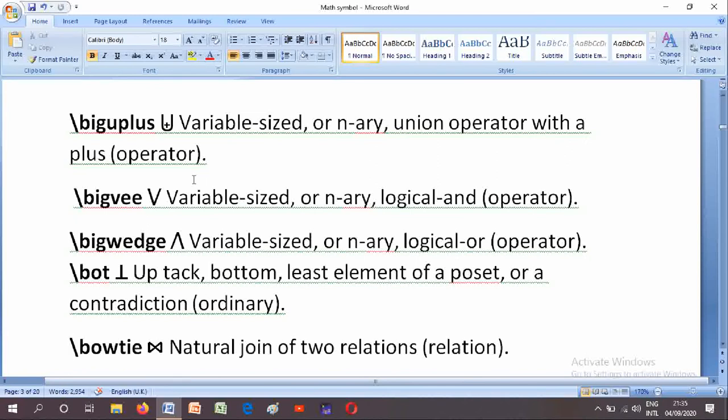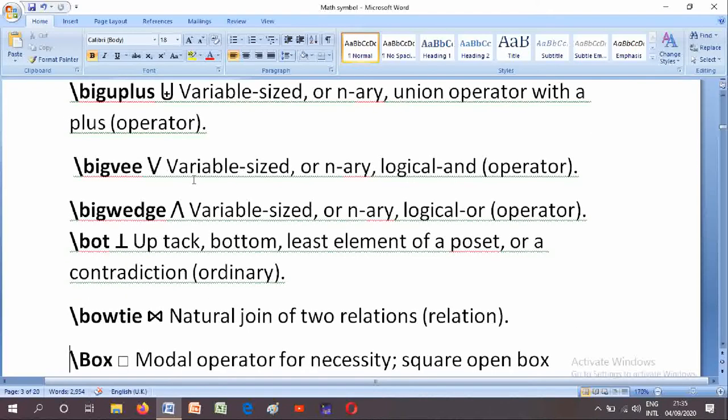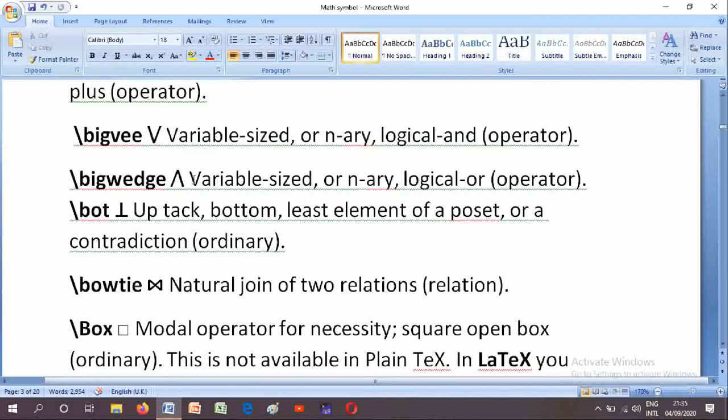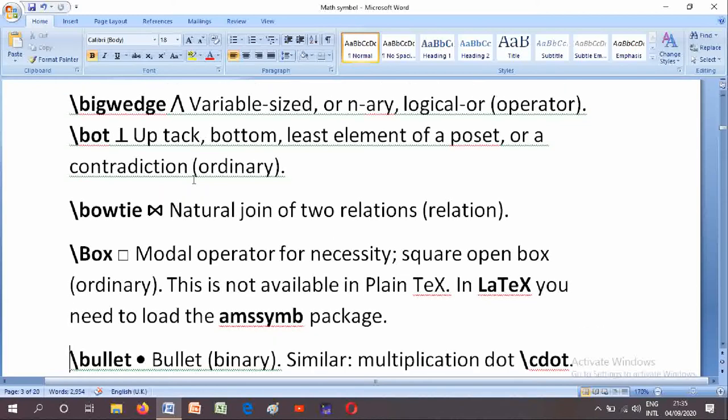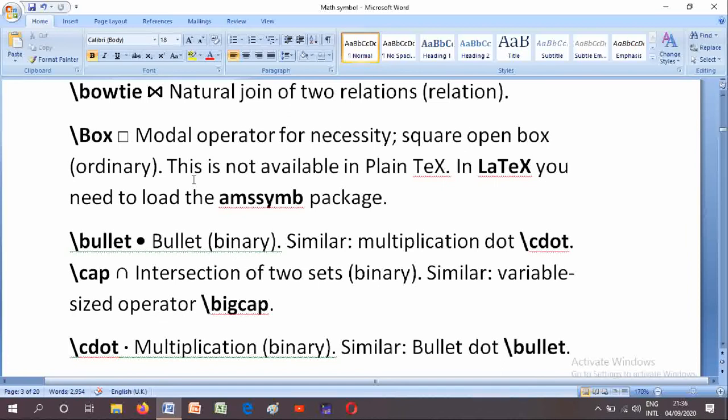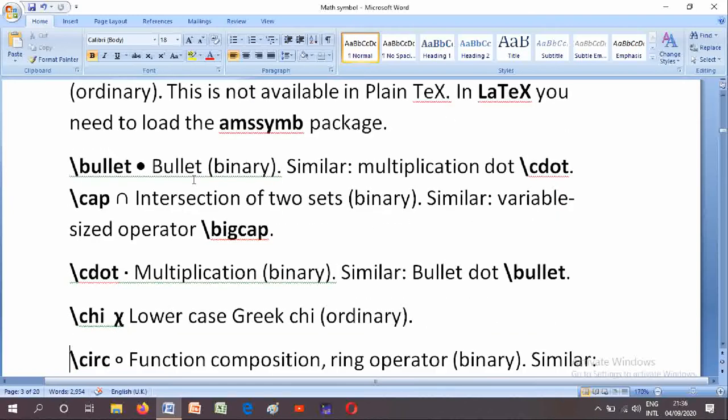Backslash bot, up tack, bottom, least element of a poset or a contradiction, ordinary. Backslash bowtie, natural join of two relations, relation. Backslash Box, modal operator for necessity, square open box, ordinary. This is not available in plain LaTeX; you need to load the AMS symbol package. Backslash bullet, bullet, binary, similar to multiplication dot, cdot. Backslash cap, intersection of two sets, binary, similarly variable-sized operator bigcap. And backslash cdot, multiplication, binary, similarly bullet.